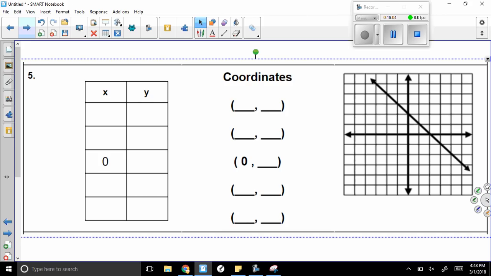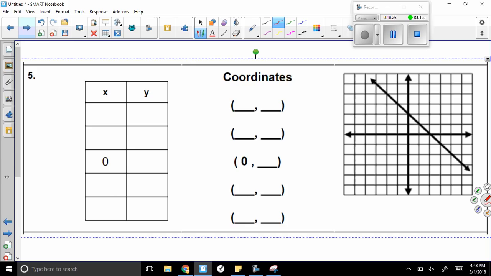In example number 5, they only gave us a 0. So 0 is always a good place to start if you don't know what to do. But I see this line and I see a lot of places where it crosses. So not everybody's going to have the same thing. We could do 5 different numbers if the graph kept going and going and going. So let's find some easy ones.